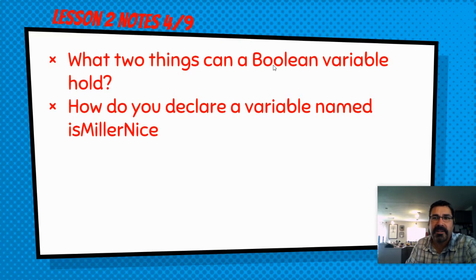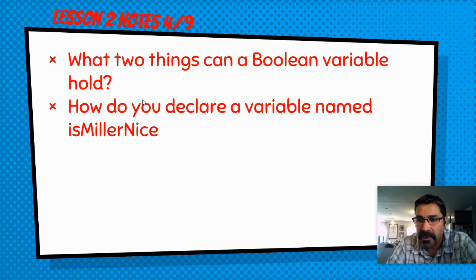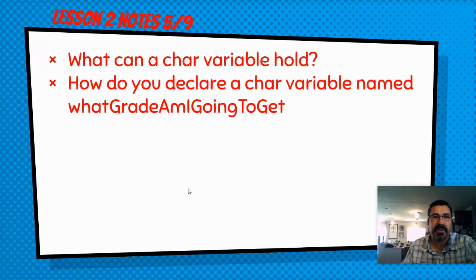Okay, so what two things can a Boolean variable hold? Well, true or false. A Boolean can hold true or false. How to declare a variable named isMillerNice? You have to figure that one out on your own. I'll help you if you give me a call. All right, let's go on to the next little section here.